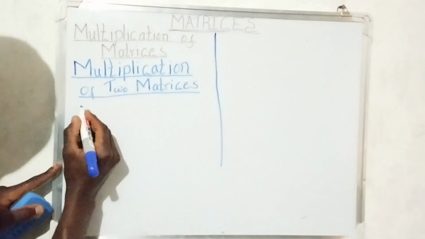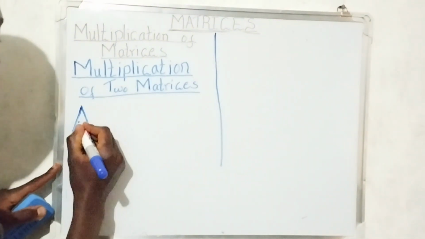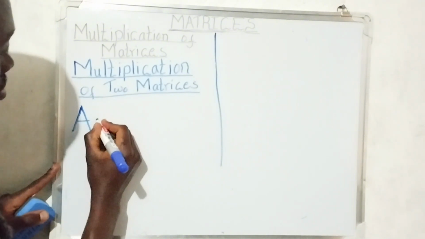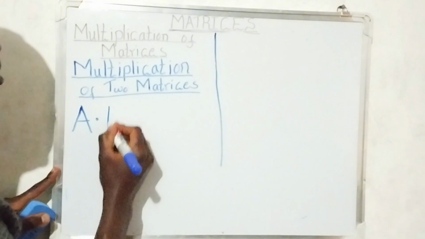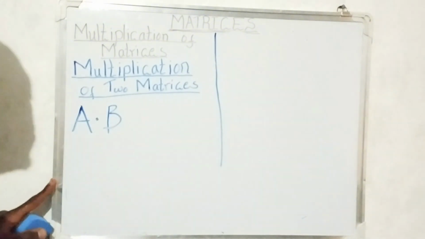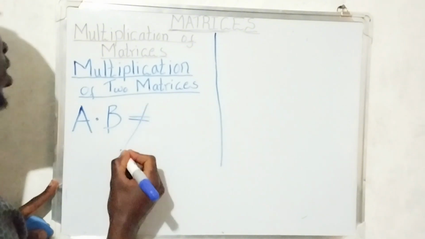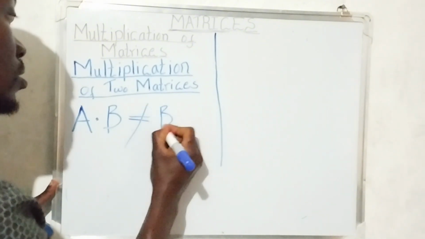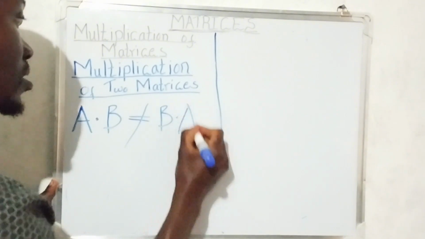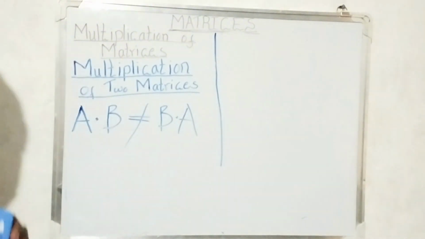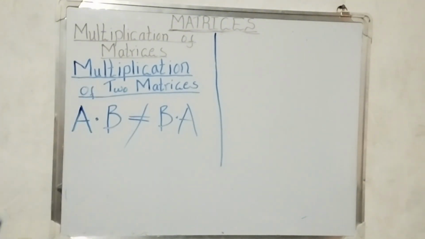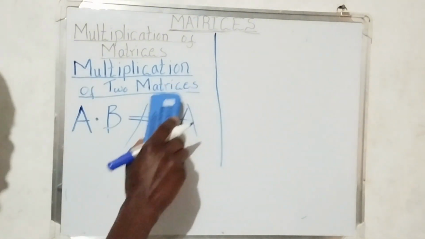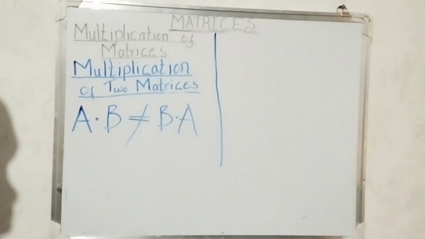If you have a matrix A times B, it's not equal to B times A. The product that you'll get here is different from the product if you interchange. So in multiplication of matrices, you cannot interchange and get the same answer.